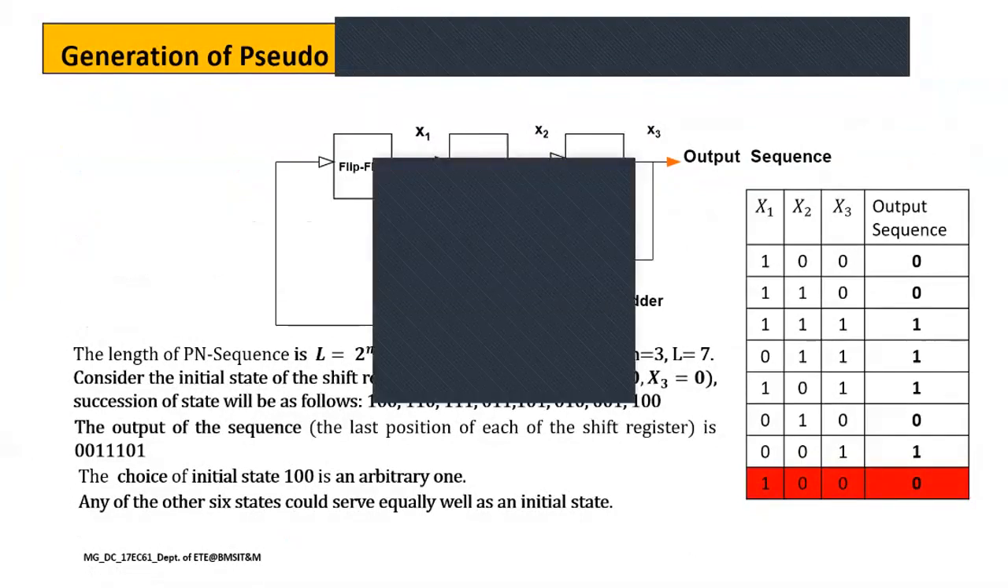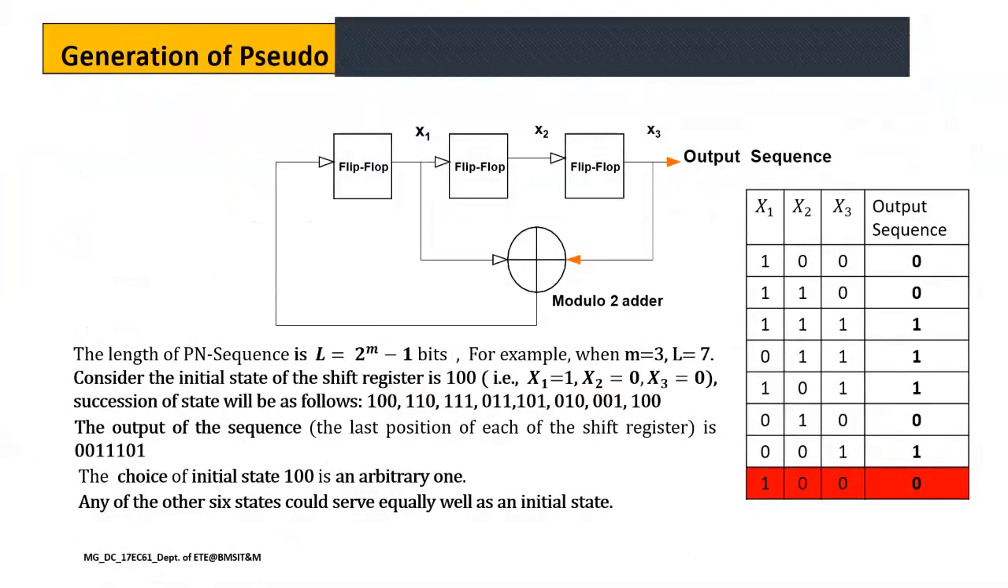Yes, sir. So I have taken here an example of M equal to 3. I have 3 shift registers, that is 3 flip-flops connected in series. I have taken the output of each flip-flop as X1, X2 and X3. Here I have taken the output of the first flip-flop and the output of the third flip-flop and given them to the XOR gate, the modulo 2 operation. The output of that modulo 2 adder is connected as an input to the first flip-flop. So here we have 3 flip-flops. I am considering the initial state as 100. It is arbitrary.